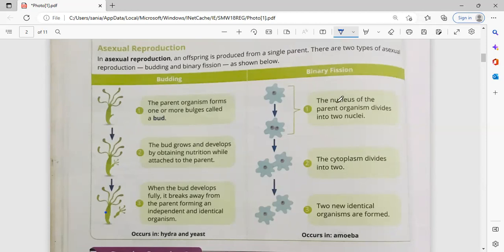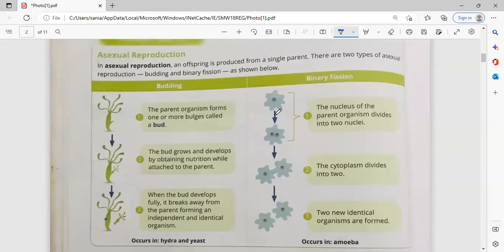Right, in binary fission, what happens? The nucleus of the parent organism divides into two nuclei. This is a nucleus, it will divide into two parts. Then the cytoplasm divides into two. They again divide into two parts, and you can say two new identical organisms are formed. So you will draw a rough diagram as well. Okay.